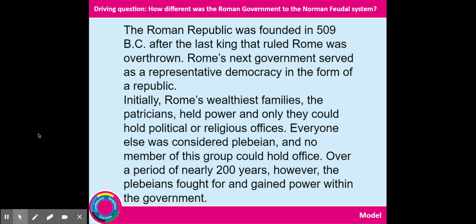Initially, Rome's wealthiest families, the patricians, held power, and only they could hold political or religious offices. Everyone else was considered a plebeian, and no member of this group could hold office. Over a period of nearly 200 years, however, the plebeians fought for and gained power within the government.